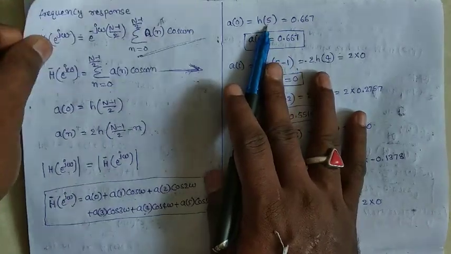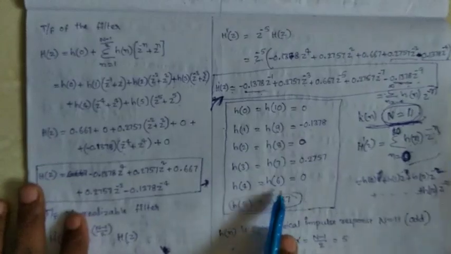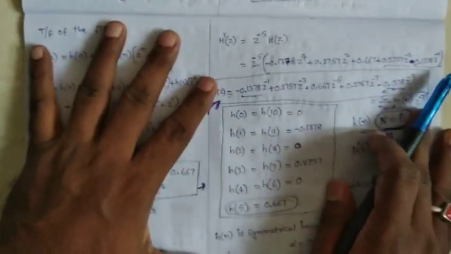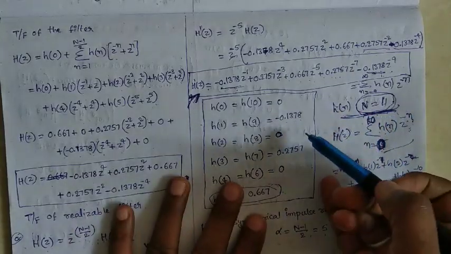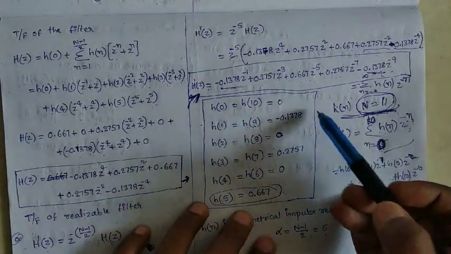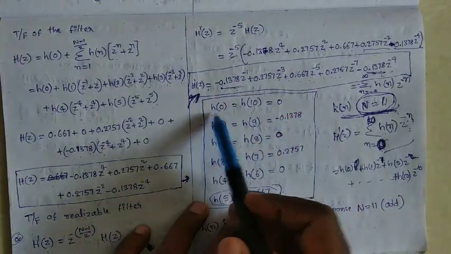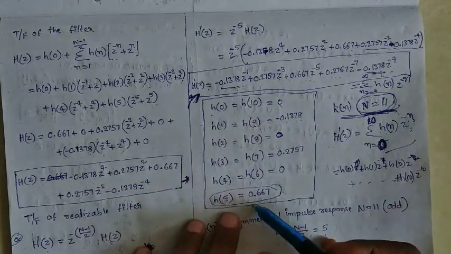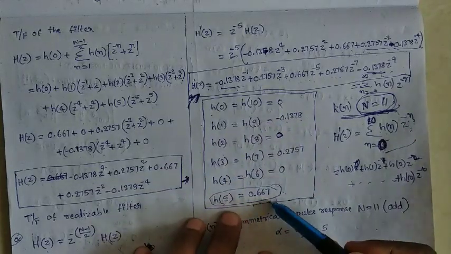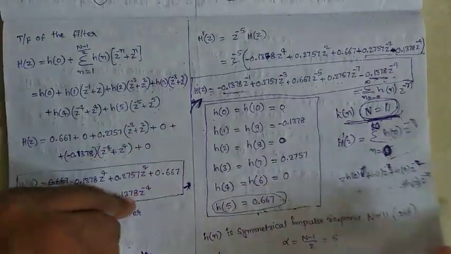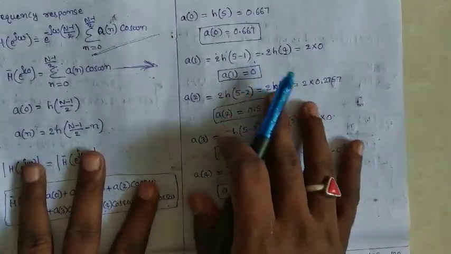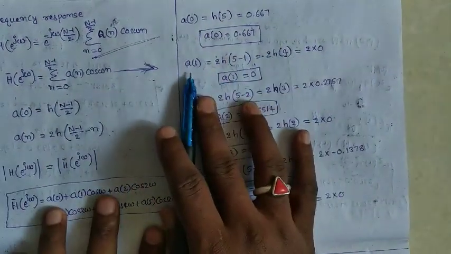Already we have calculated the impulse response, already we have calculated h(n). Here h(0) value is 0. Here a(0) is equal to h(5). h(5) value is what? 0.667. h(5) value is 0.667.